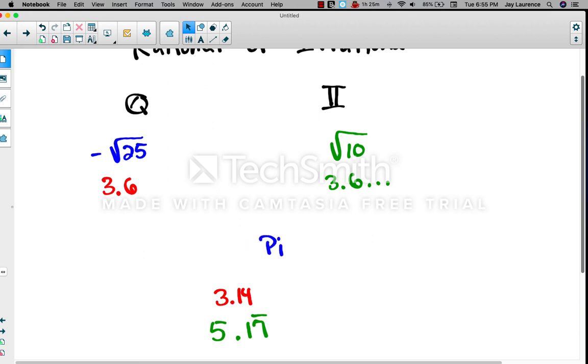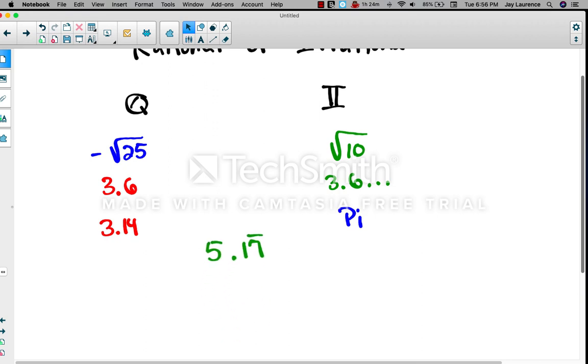Pi. You should all know that pi is irrational. Yes, it is. 3 and 14/100. It's pi. No, it's not. It's a decimal that terminates. Too many people think this is pi. No, it's a rounded version of pi. Pi goes forever without repeating. Ever and ever and ever and ever.